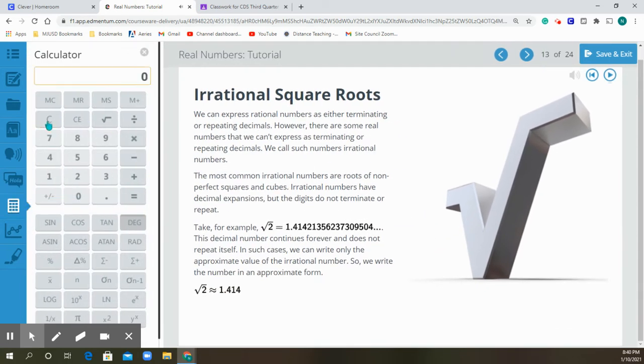How does that look on a calculator? 2, the square root is 1.414, and so on. So that means that if we wanted a 2-inch squared tile, the length of each side would be about 1.414 inches long. So 1.414 times 1.414 equals almost 2. Approximate.